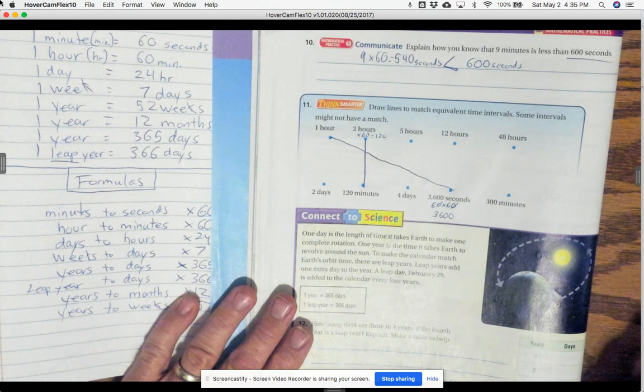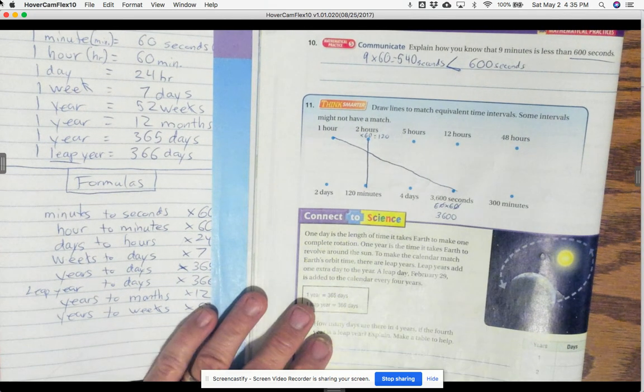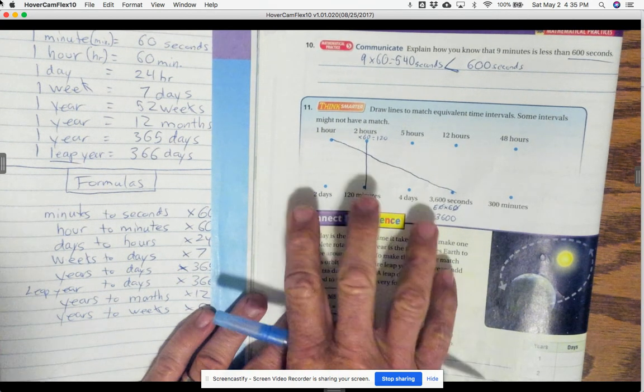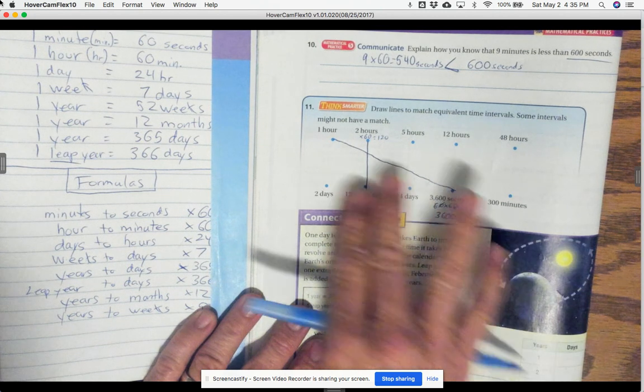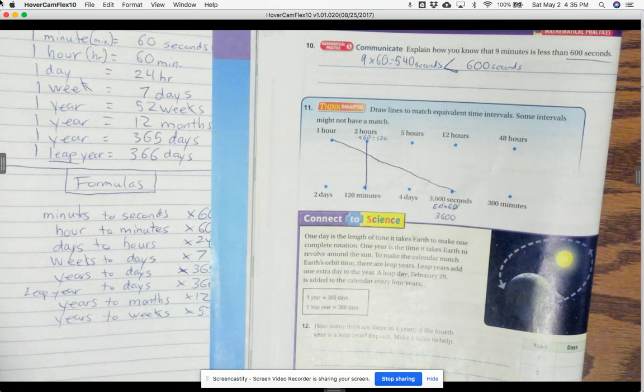I actually need to retract. There's going to be one on the top and one on the bottom that don't have a match. Although we do have 5 on the bottom and 5 on top. 1 on top, 1 on the bottom. They are not going to match up.